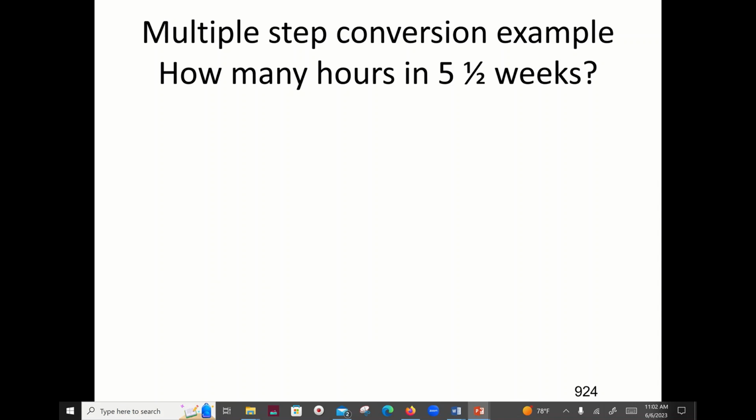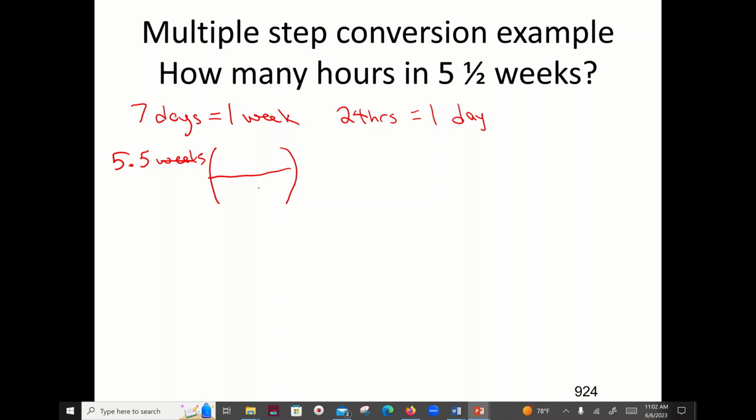Okay, so here's another multi-step conversion example before I let you go. So how many hours are there in 5.5 weeks? All right, so what do we know? We know that there's 7 days in a week. And we know that there's 24 hours in a day. So if I want to go from 5.5 weeks to hours, I'm going to have to do 2 conversion steps.